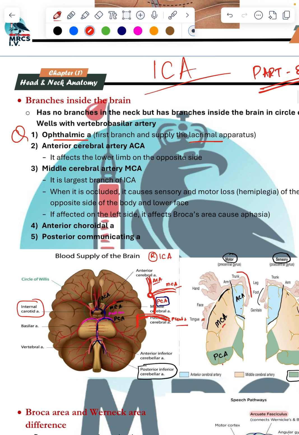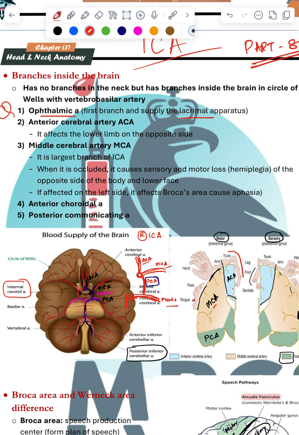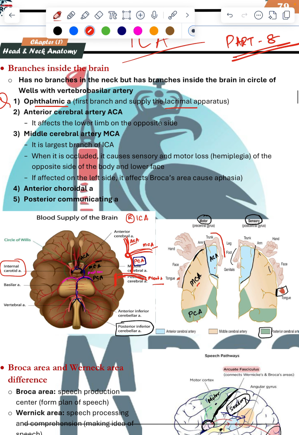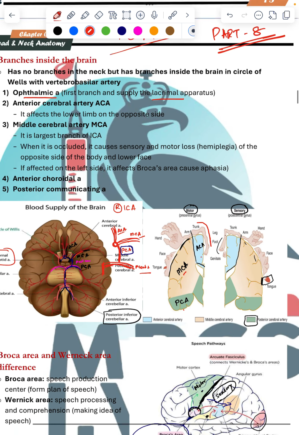Whenever there is infarction in this area, the lower limb is affected, the upper limb is spared. Middle cerebral artery, this is a larger area. It is the largest branch of the internal carotid artery. When it is occluded, there is sensory and motor loss, hemiplegia of the opposite side of the body. Again it is contralateral: sensory and motor loss of the opposite side of the body and the lower part of the face. Then middle cerebral artery, anterior choroidal artery, posterior communicating artery. So it is like this.